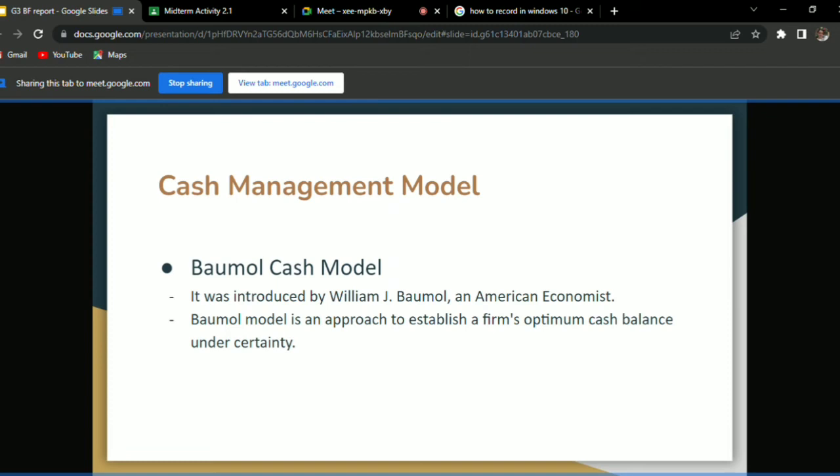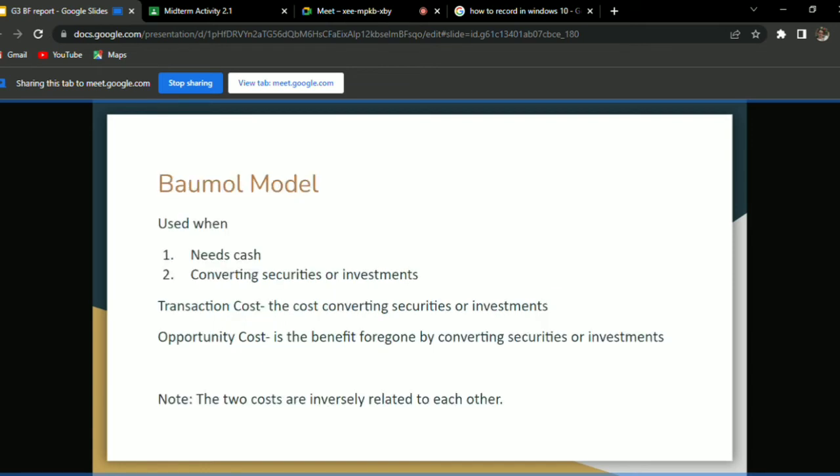Transaction cost, opportunity cost. The cash management model, the Baumol cash model. So it was introduced by William J. Baumol, an American economist. Baumol model is an approach to establish a firm's optimum cash balance under certainty. So it is used when you need cash. If you need cash, kanang you want sa first kay you need cash man. Sa number 2, converting securities or investments. So you need cash. You will get the cash by converting your securities or investments, by selling it.